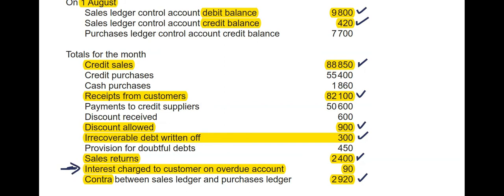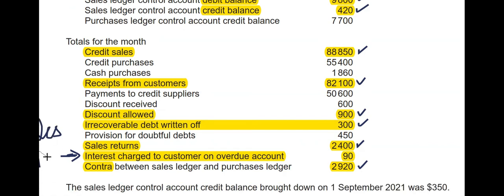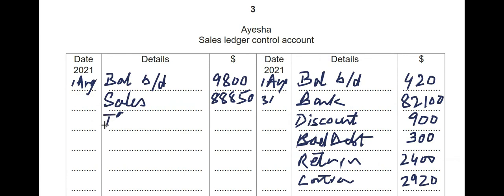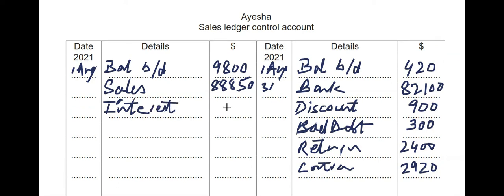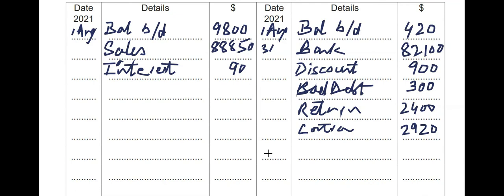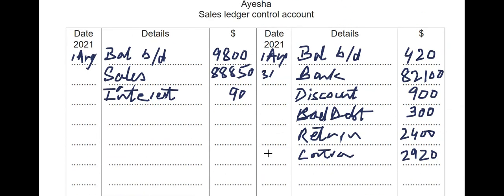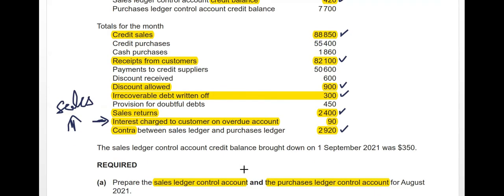Now there is also interest charged to customers on overdue accounts. This amount is increasing the value of credit sales, so this will go on the debit side. Any interest that is charged on any overdue account is always recorded on the debit side. So this amount of 90. Now we will simply try to balance these off.